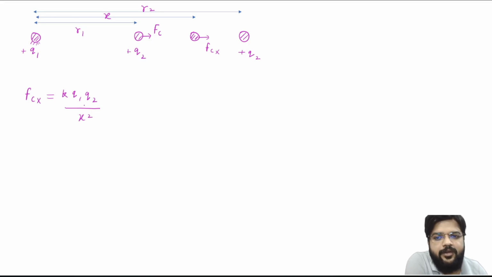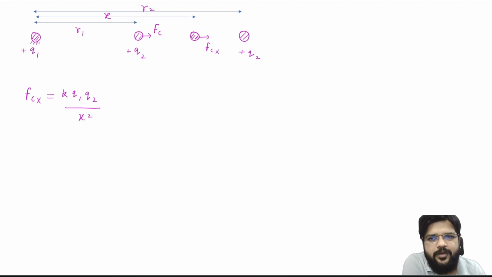So right now the force between these two charges is K Q1 Q2 by x square when it is present at the x position. Now this x is continuously changing. When the charged particle is moving from the R1 to the R2 position, this x is continuously varying. That's why this conservative force is not constant here. It is a variable force, and we want to find how much work is done by the conservative force when the charge is moving from the R1 to the R2 position.